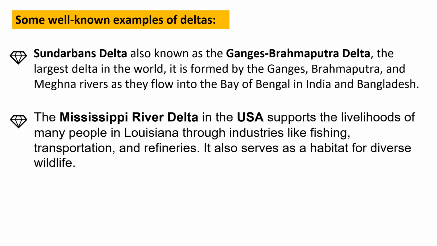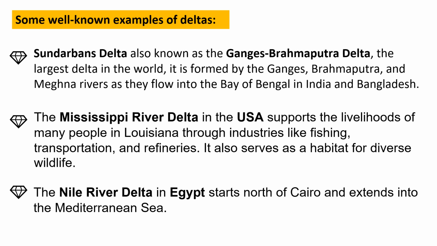Second, the Mississippi River Delta in the USA supports the livelihoods of many people in Louisiana through industries like fishing, transportation, and refineries. It also serves as a habitat for diverse wildlife. Third, the Nile River Delta in Egypt starts north of Cairo and extends into the Mediterranean Sea.